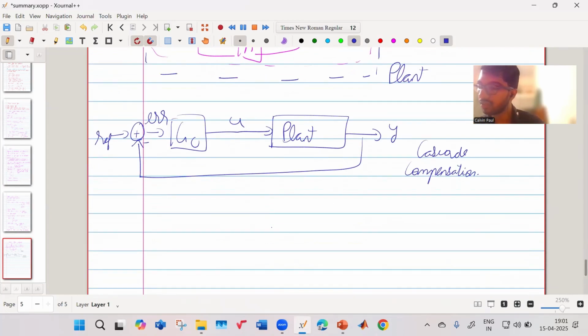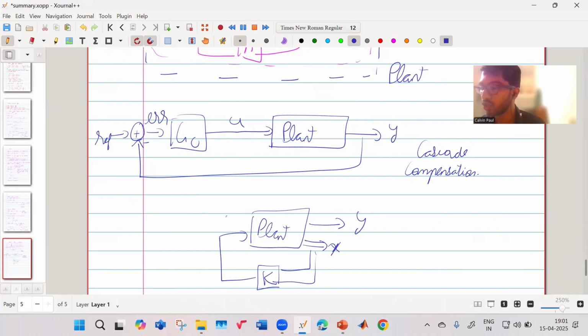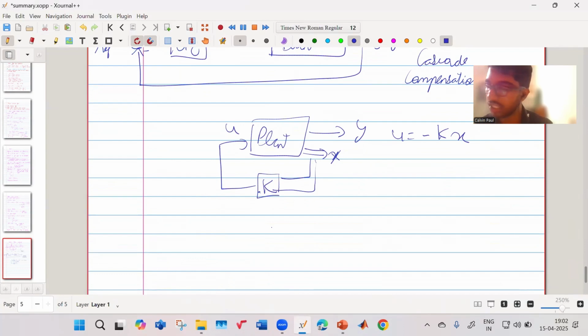But in our case, we have a plant. It has Y. What we need also is its X, and that we multiply by K. That gives us our U, with a minus K. So our U is equal to minus KX. This is how we do state feedback.